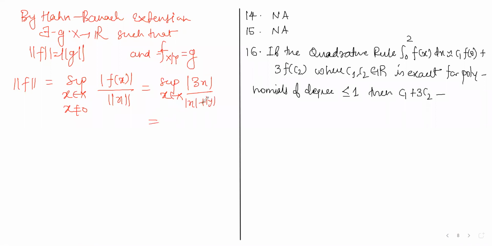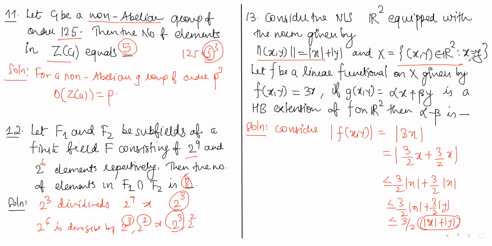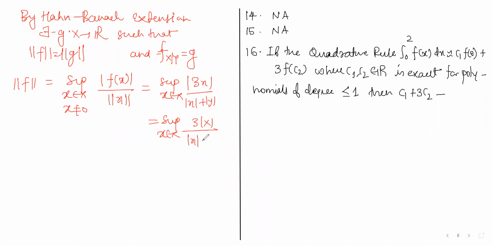Clearly, for x defined this way, mod of f can be written as 3 times mod x over mod x plus mod y, but I know that x will be the same as y. So I'll be getting mod x plus mod x, and this gives me just 3 over 2. So norm of f is 3 over 2. This implies norm of g will also be 3 over 2.